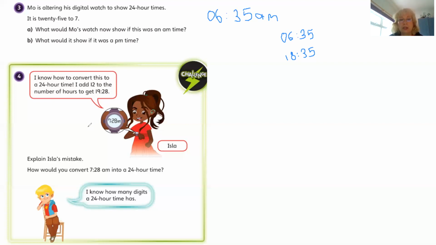So would I add 12? Thing I need to look at is here. It's in the morning. It's AM. So does she need to add 12? She would only need to add 12 if it was PM. So she's converting it, but all she'd do is turn it to 07:28, and that would still tell me the morning time. Okay, and would only convert it if it was PM.